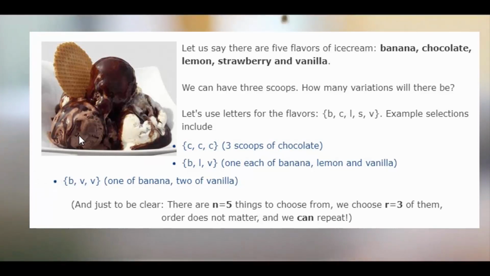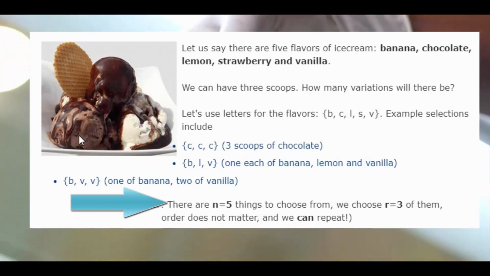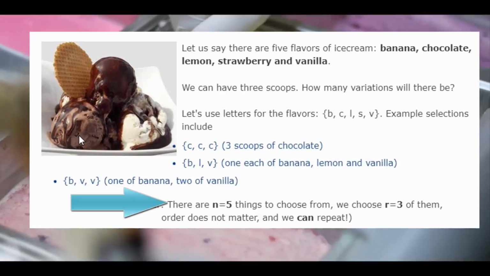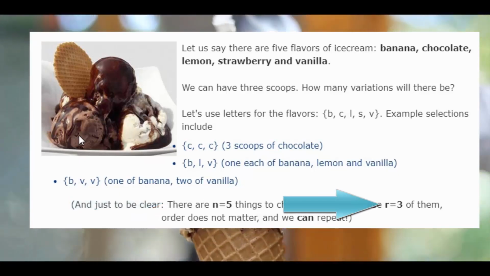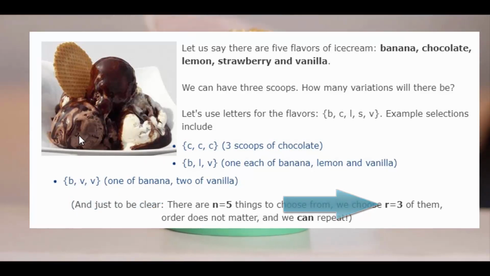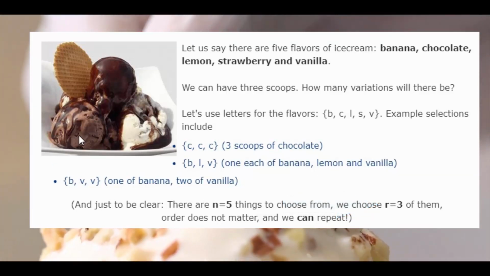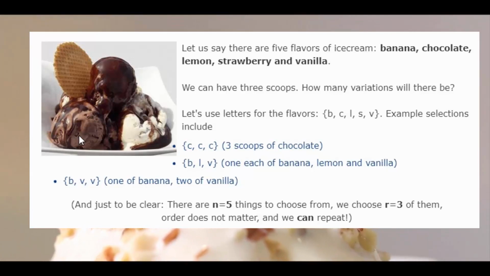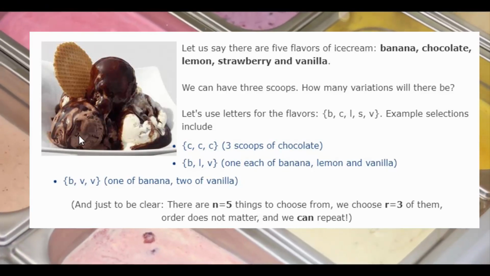So let's be clear here that there's 5 things to choose from, and that's n. So n would equal 5, and our choices are 3 of them. So we could say n equals 5, and r equals 3. Again, that's like saying choose 3 out of 5. So remember, order doesn't matter and they can repeat. So let's go over how we calculate this.